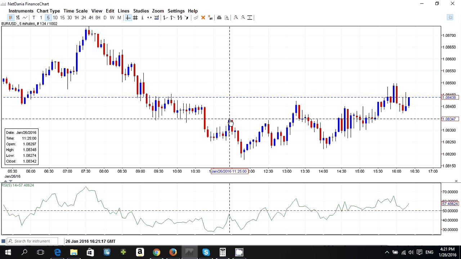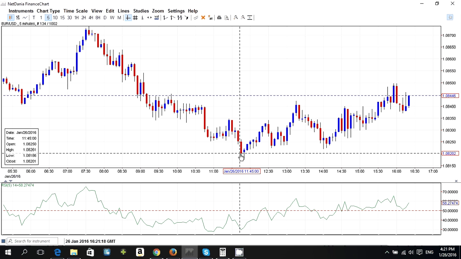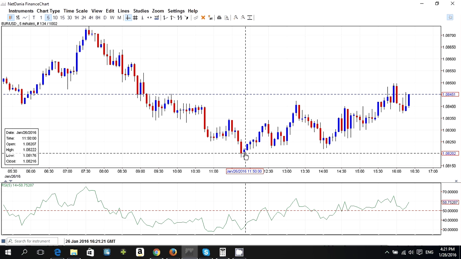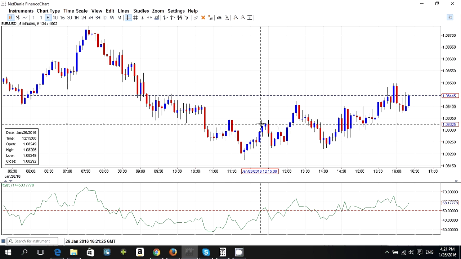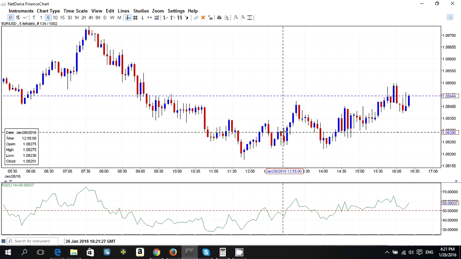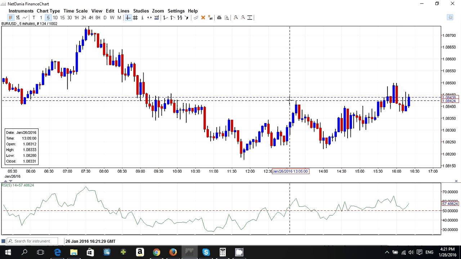If we look for another example right here, we can see the RSI hit below the 30 again. And if we would have taken the buy position up here, in the short term it was an uptrend, and in the long term an even bigger uptrend. That is the RSI, and that is how we use it to trade.